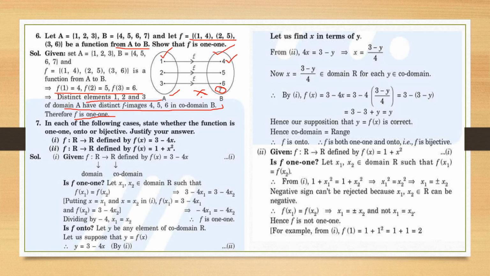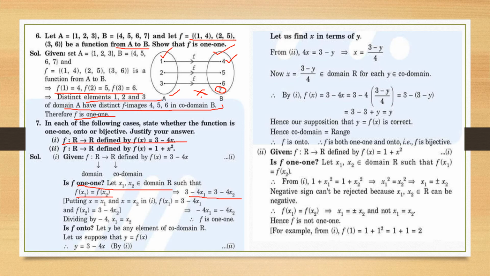Number 7 is, in each of the following cases state whether the function is one-one, onto or bijective. So f is a mapping from R to R defined by f(x) = 3 - 4x. So let us check the one-oneness. Again, let x1, x2 belong to domain R. f(x1) = f(x2) implies 3 - 4x1 = 3 - 4x2.